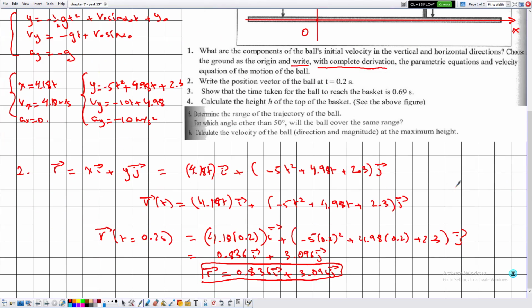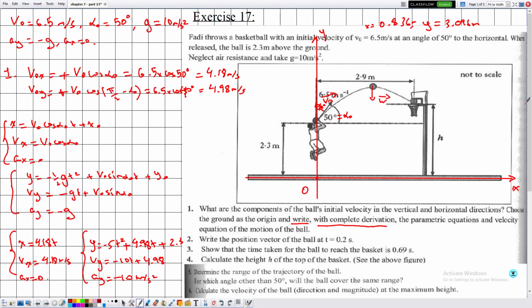Now this is it for number 2. Now in number 3 they are telling me show that the time taken for the ball to reach the basket is 0.69 seconds. So recall that in the case of problems like projectile motion, any event is labeled by 3 parameters or 3 labels. They are given by x, y, and t. Whenever we know one, we can determine the 2 others by referring to these equations, okay? Now they are telling me that we need to show that this event is labeled by the time t is equal to 0.69 seconds, okay?